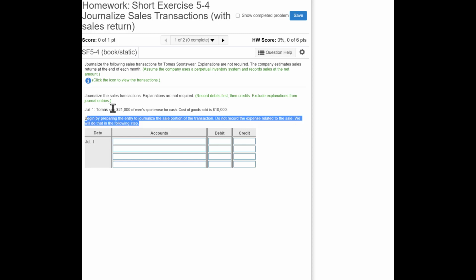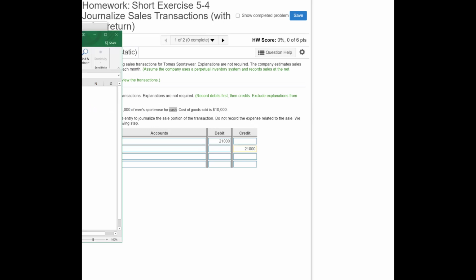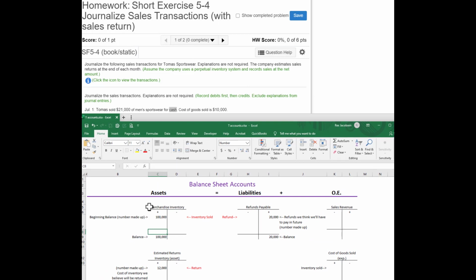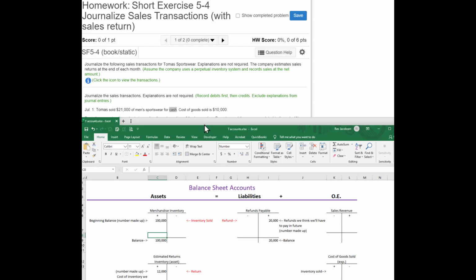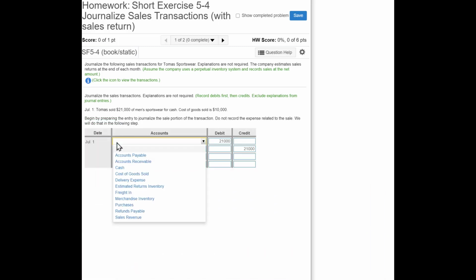So here on July 1st, this company sold $21,000. So we can put $21,000 in the debit and credit. For cash, cost of goods sold is $10,000. So whenever we sell something, we're going to get either cash or AR. In this case, we got cash. So this should be easy. So cash, of course, is an asset. And how do assets increase? Assets increase on the left side. So that's why I'm going to debit cash.